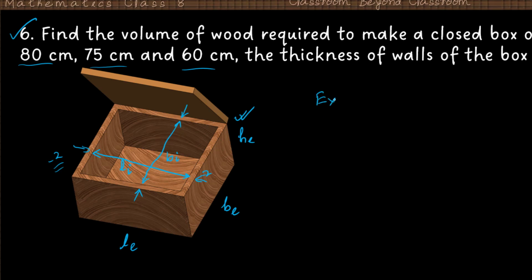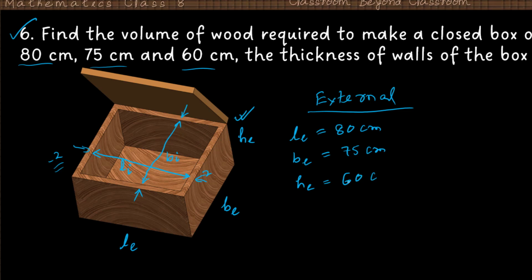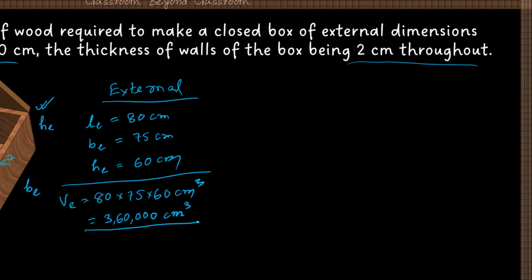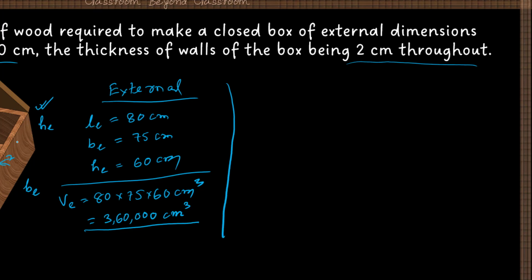So first let us consider the external dimensions. What are the external dimensions? LE, external length, is equal to 80 cm, BE, external breadth, equal to 75 cm, and external height is equal to 60 cm. So external volume VE is equal to 80 multiplied by 75 multiplied by 60 cm³, and this is equal to 3,60,000 cm³. This is the external volume of the box.